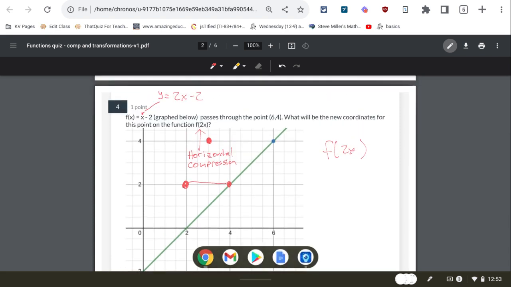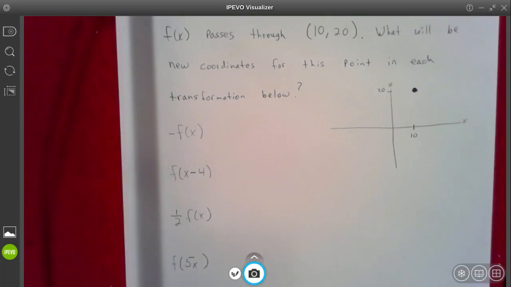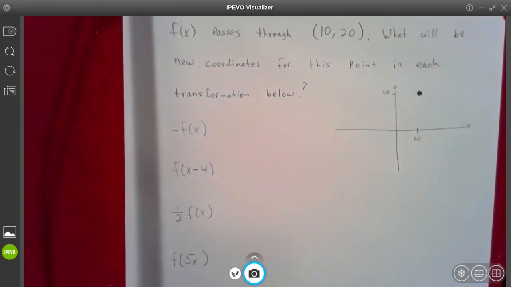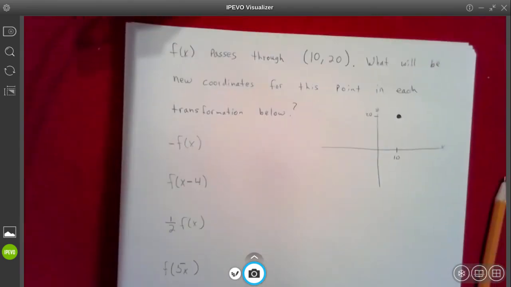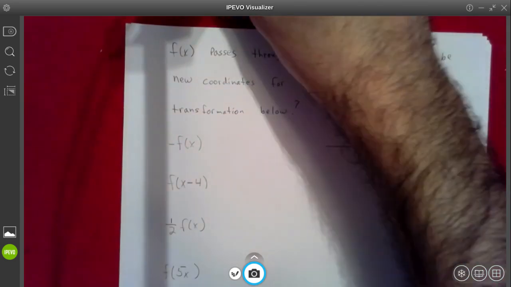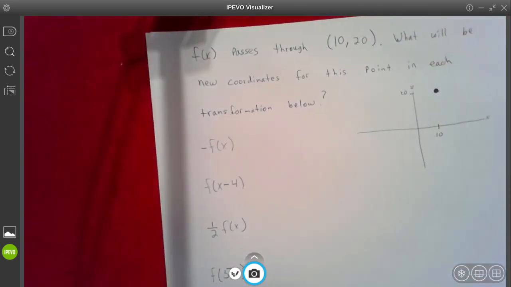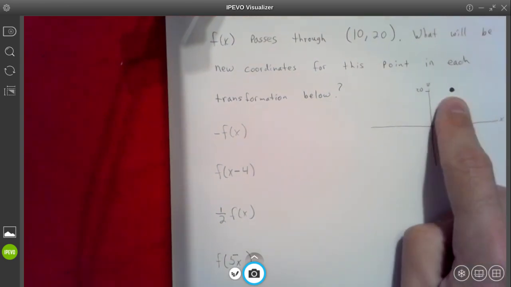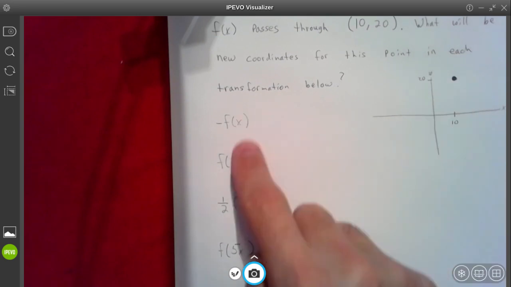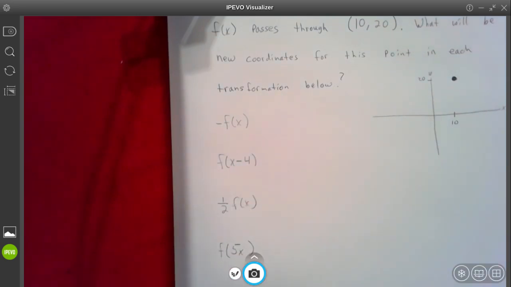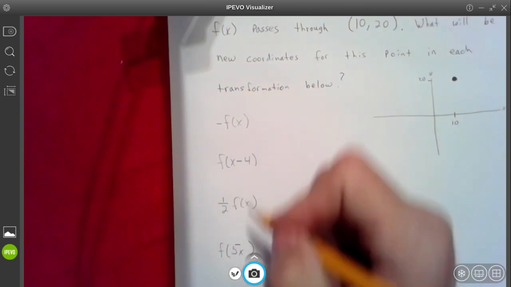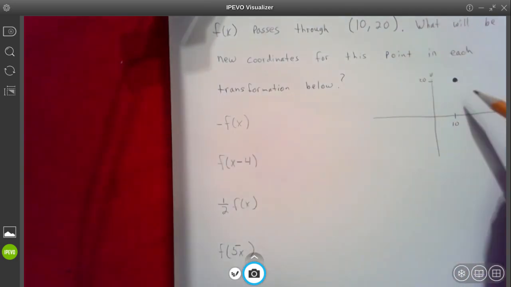I want to go ahead and switch over to another page here. Just another example, because I know these are really tricky to grasp. All right, so I've got some made up function. I'm not even defining the function, but I know that it passes through 10 comma 20 here. And I want to know where this point will get transferred in each of these 4 situations. Okay. So if you want to pause and try it out, each of these represents a transformation, and you could try to determine, predict where that point's going to go.